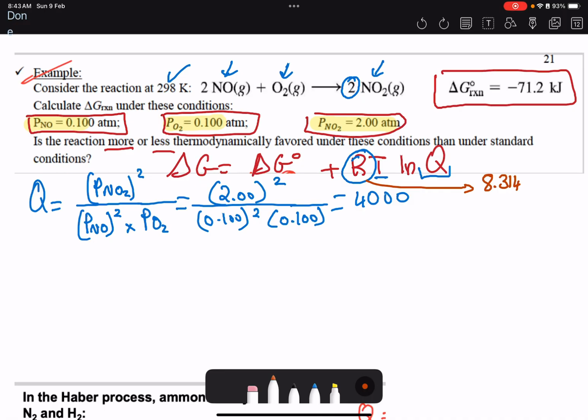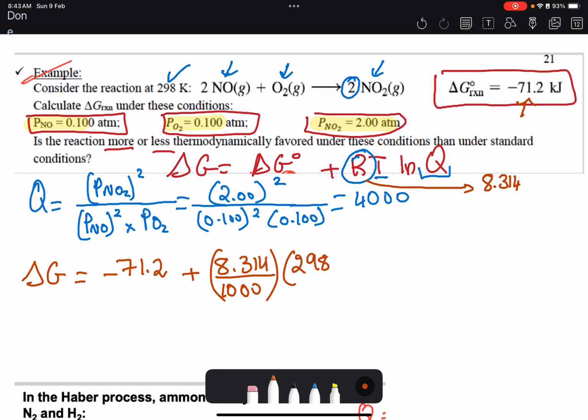So now let's plug it into our formula. Delta G non-standard equals the standard delta G plus R divided by 1000 to convert it to kilojoule, multiplied by the temperature 298 Kelvin, multiplied by the ln of 4000, and the value is going to be negative. So the reaction is still favored, but it was negative 70. Now there is less energy available, so it is less favored under these conditions.